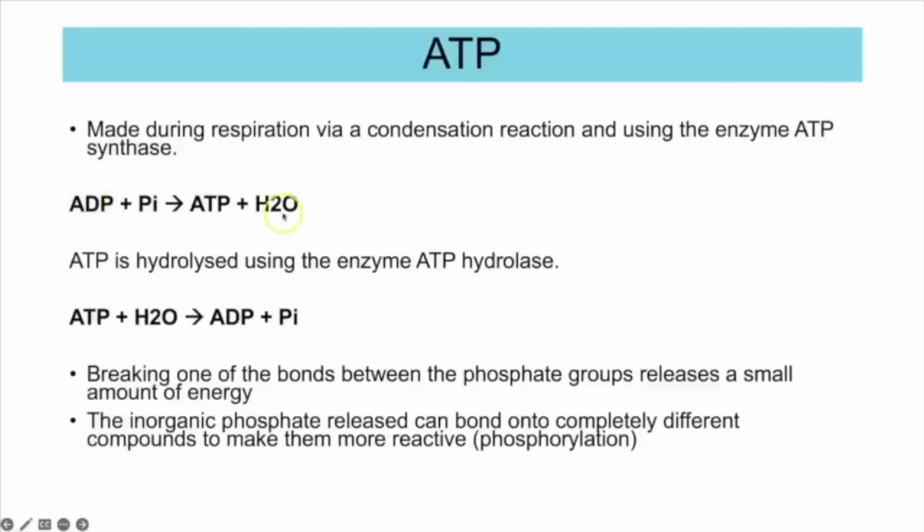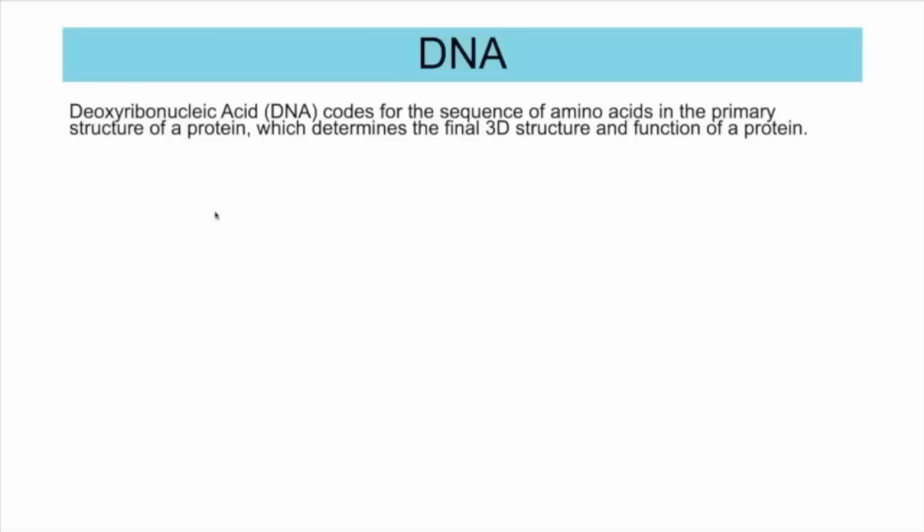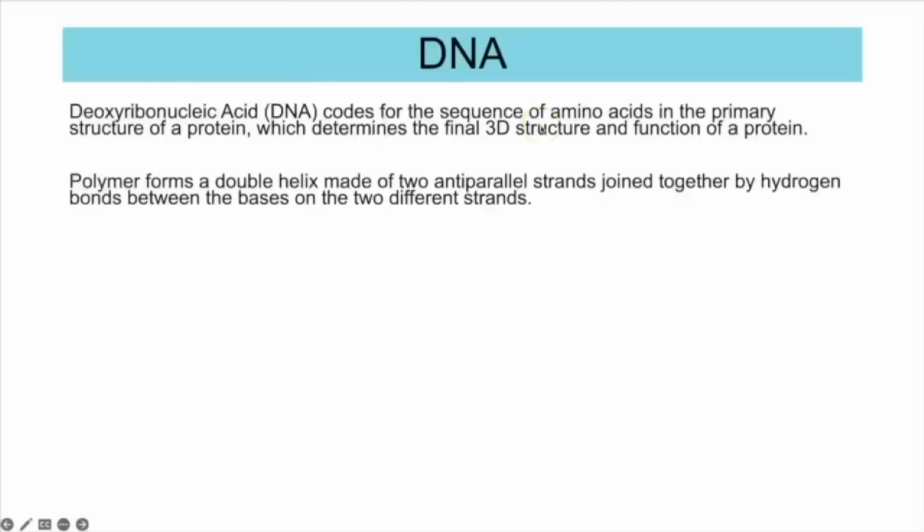And this is actually an example of phosphorylation. ADP is phosphorylated to form ATP, and that makes ATP more reactive, it has more energy. So going back to DNA, deoxyribonucleic acid codes for the sequence of amino acids in the primary structure of a protein. And it's the primary structure of a protein which determines the final 3D shape and structure of a protein.